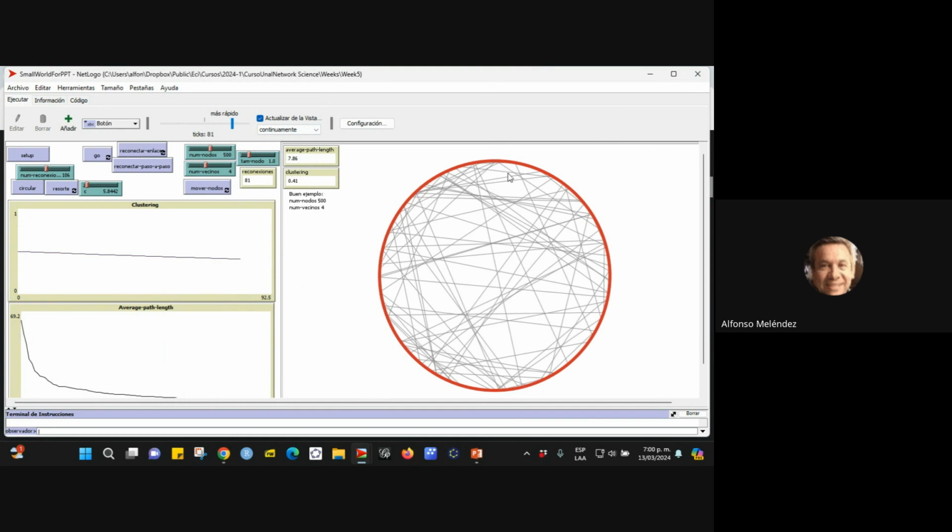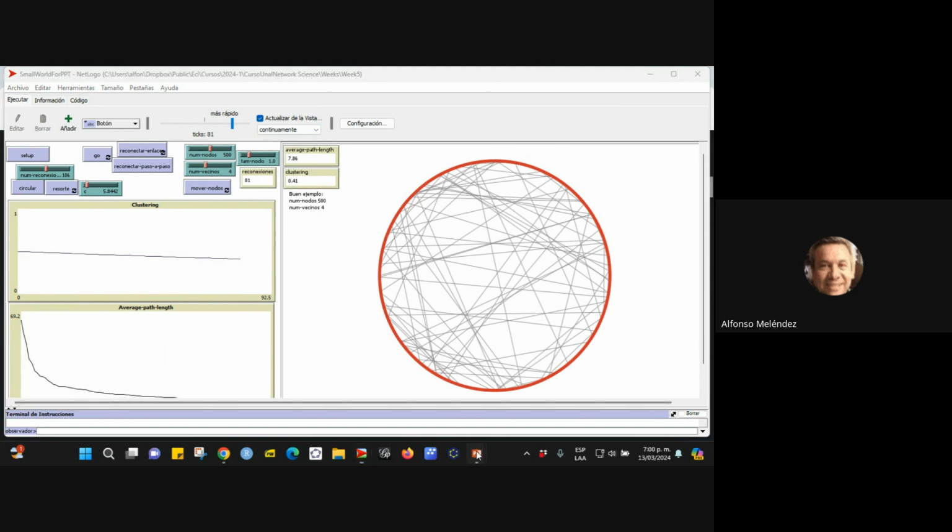But the great idea was that they began with a network with high clustering. And they discovered something very interesting. That is, the clustering was not affected, but the average path length, yes. For any network that you have, if you put more edges, the average path length is going to be reduced.